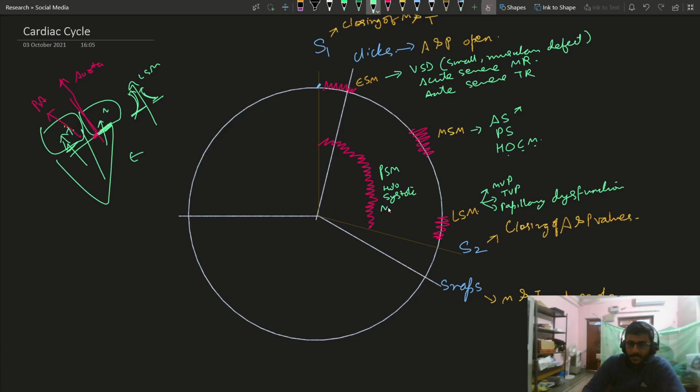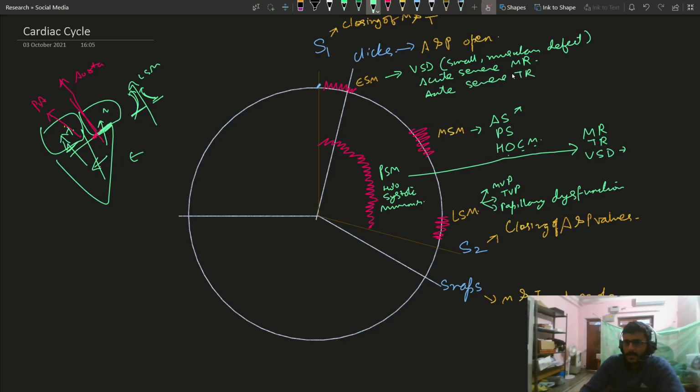So holosystolic murmur in this area. We'll tackle it. Okay, so holosystolic murmurs. What can we have here? There can be mitral regurgitation, or tricuspid regurgitation, or a large ventricular septal defect. If there is a large ventricular septal defect, it will start leaking from the starting itself.